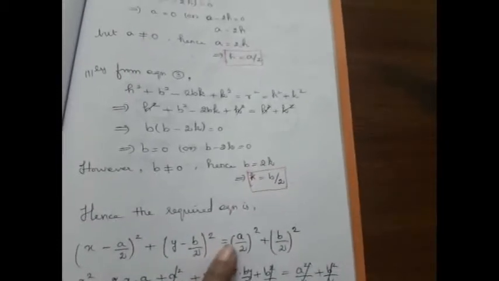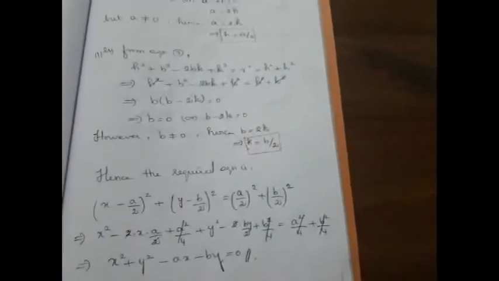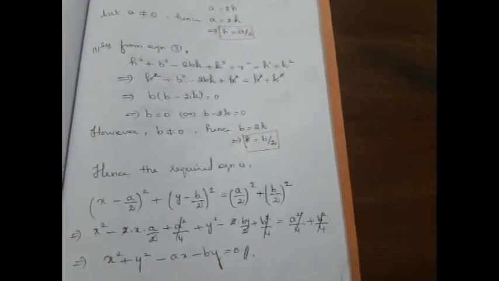So, as I told you, we don't want to find r here because r square can be replaced by h square plus k square. Hence, the required equation is (x minus a by 2) the whole square plus (y minus k) the whole square, which equals r square. r square is h square plus k square. Now expand using the (a minus b) whole square identity and then simplify, and we will get the required equation.